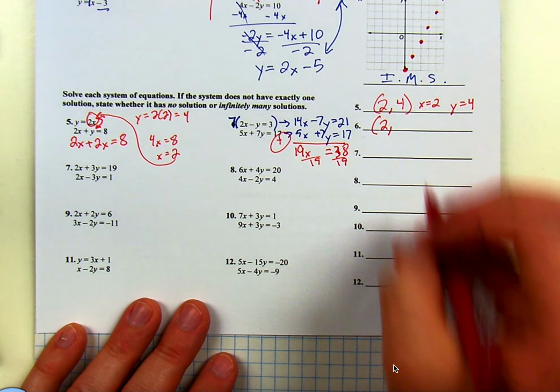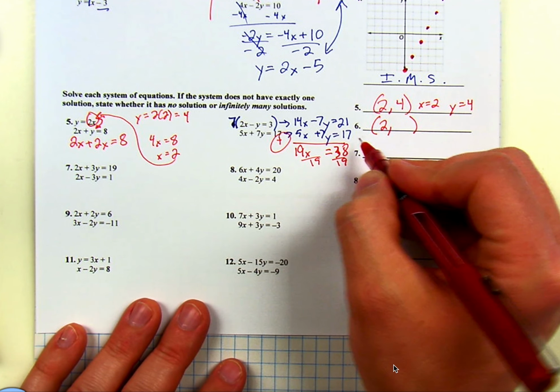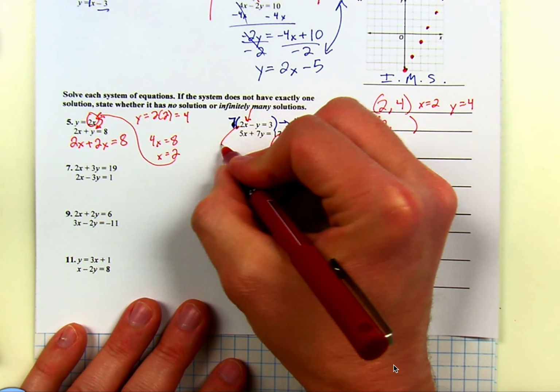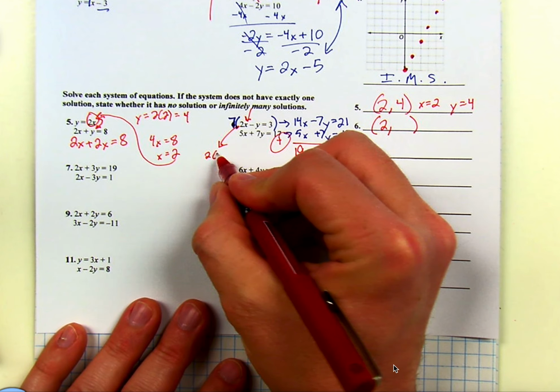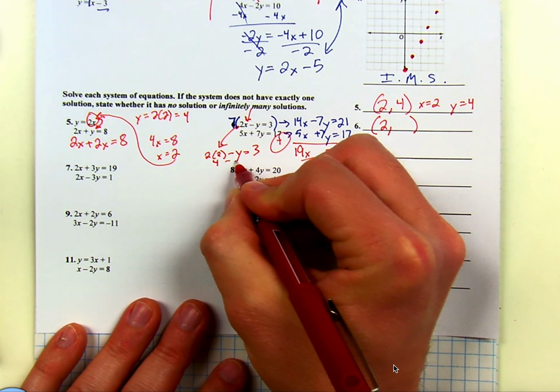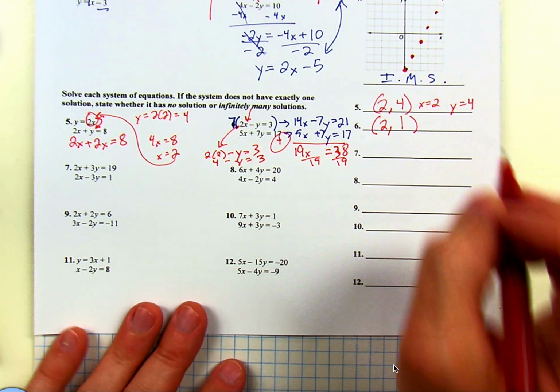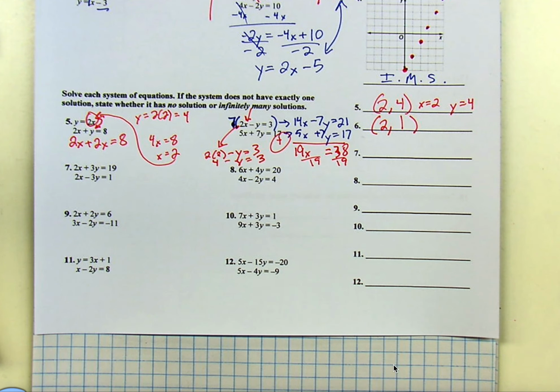And then to figure out what y equals on this one, I'm going to put a 2 right here. So if I put a 2 right there, I'd have 2 times 2 minus y equals 3. That's 4 minus something equals 3. I wonder, 4 minus what makes 3? Oh yeah, 4 minus 1 makes 3. So y equals 1. All right, good.